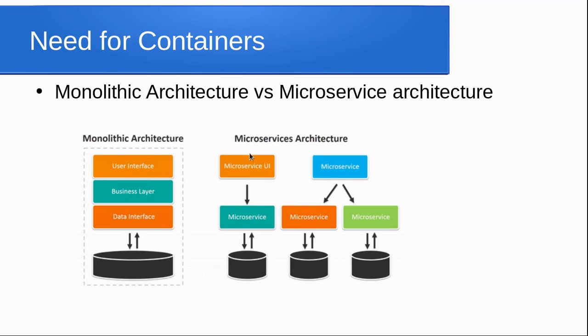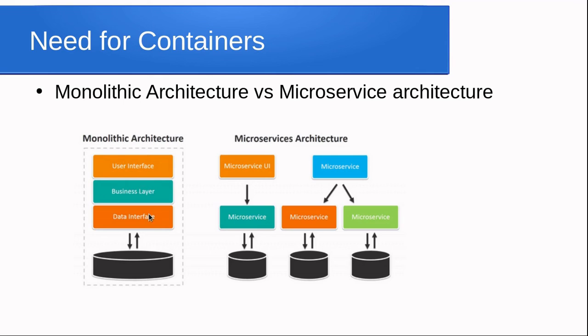But with the introduction of microservice architecture, it became easy to test specific components of an application, right? So let's suppose this microservice does some X task and this microservice does some Y task. If you have to change something in X, you don't have to touch Y, you just have to touch X, build it, compile it, test it, and then just deploy it in production, right?